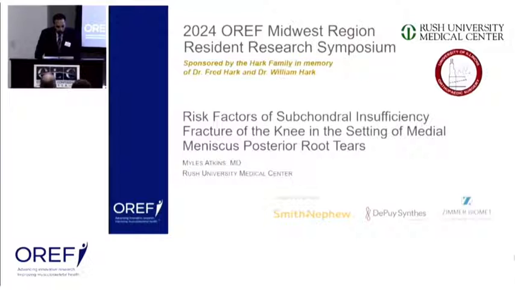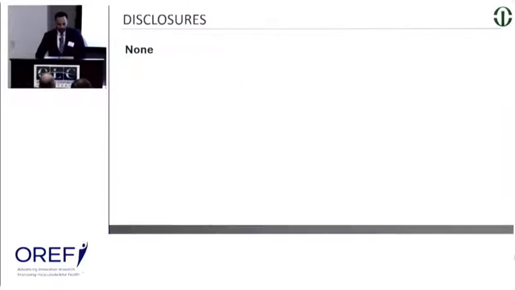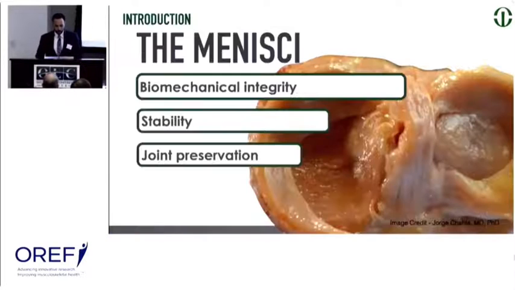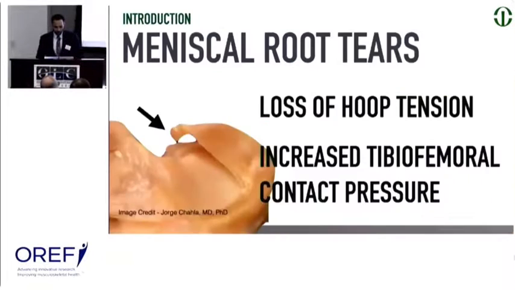And like I said, I'm talking about risk factors of subchondral insufficiency fractures of the knee in the setting of medial meniscus posterior root tears. Nothing to disclose. The meniscus, as we know, is important for biomechanical integrity, stability, as well as joint preservation. Tears of the meniscus can lead to a loss of hoop tension, which can lead to increased tibiofemoral contact pressures.